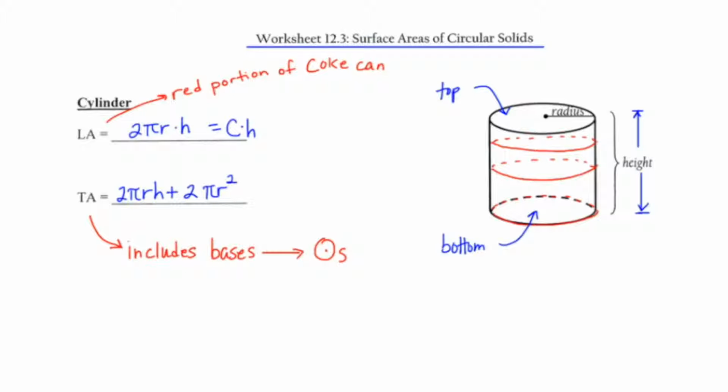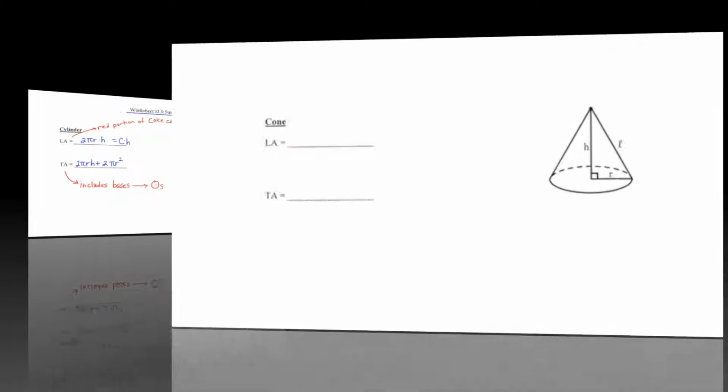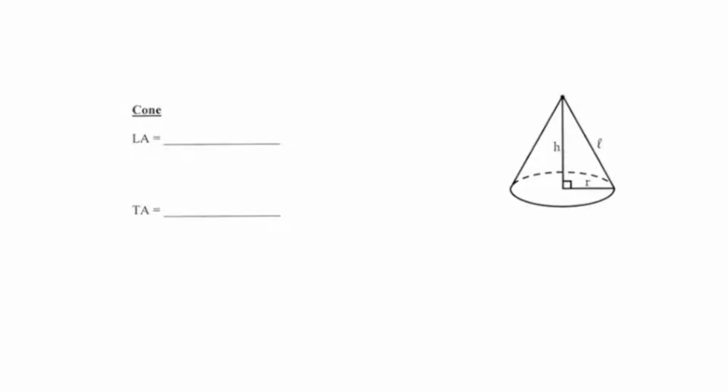Let's go on to the next circular solid. So the next circular solid we're going to look at is the cone. To find the lateral area of the cone, we're going to use the formula pi r l.